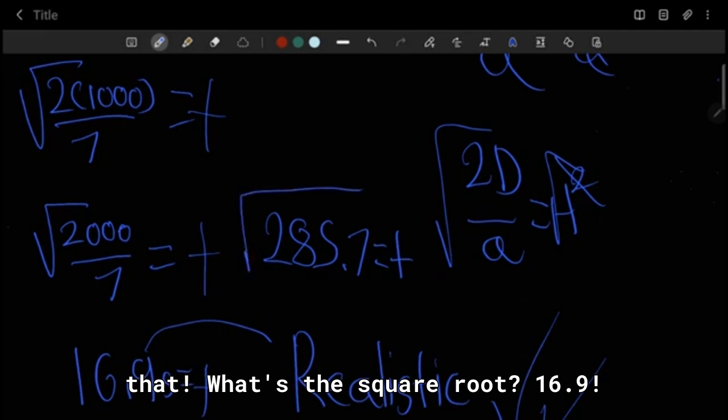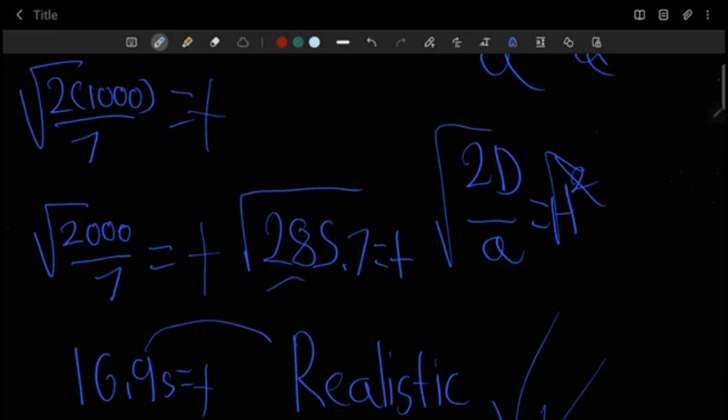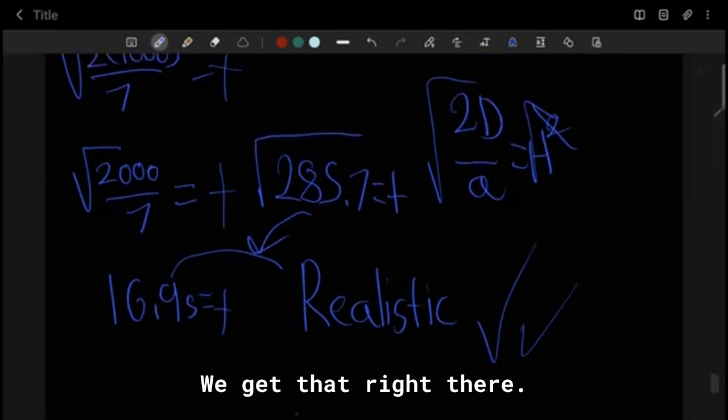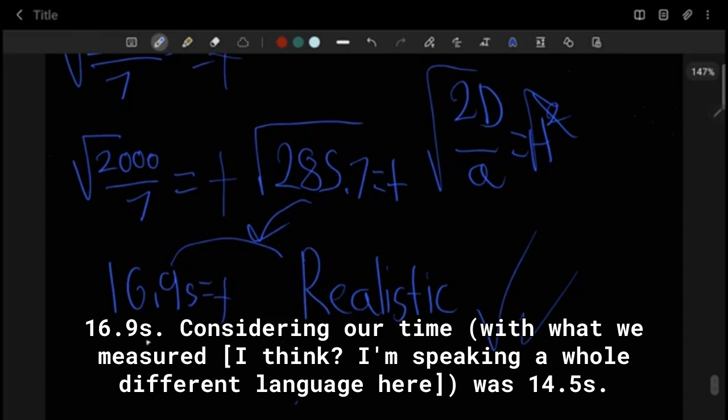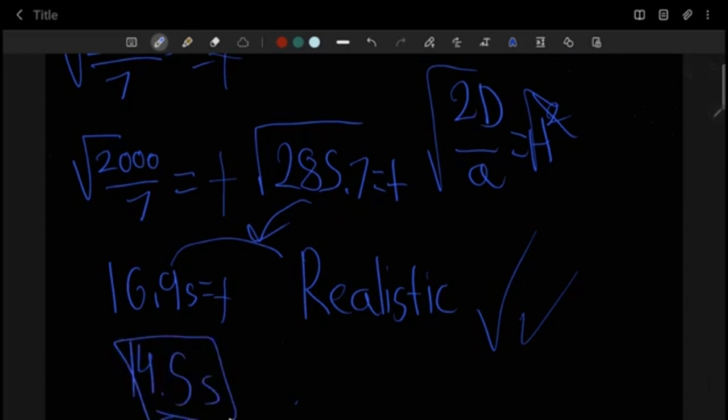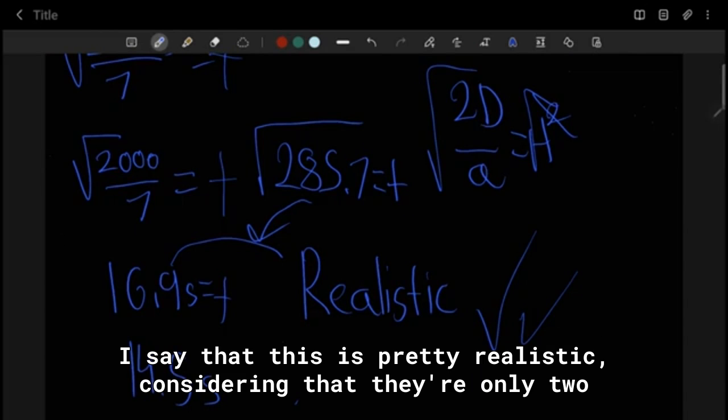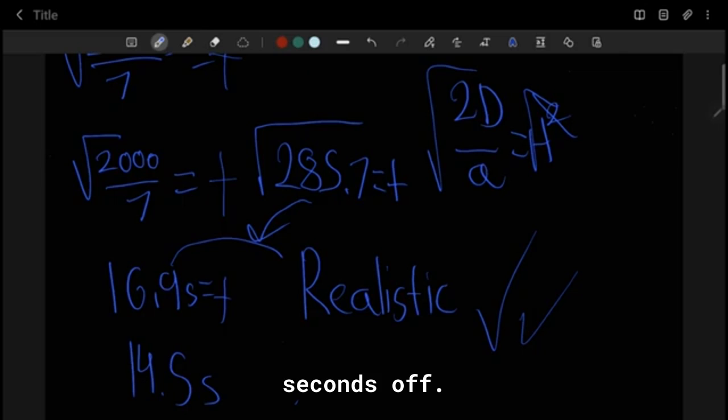Square root that. The square root is 16.9. We get 16.9 seconds. Considering that what we measured was 14.5 seconds, I say that this is pretty realistic, considering that they're only 2 seconds off.